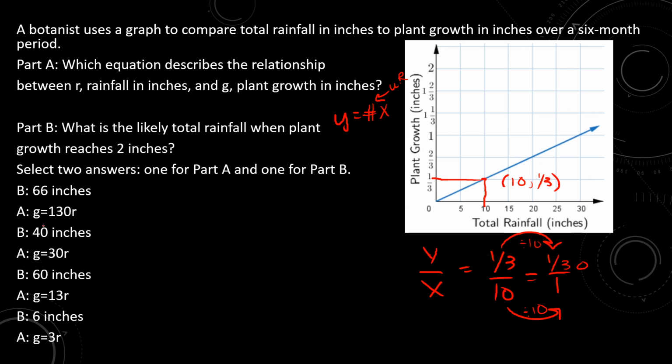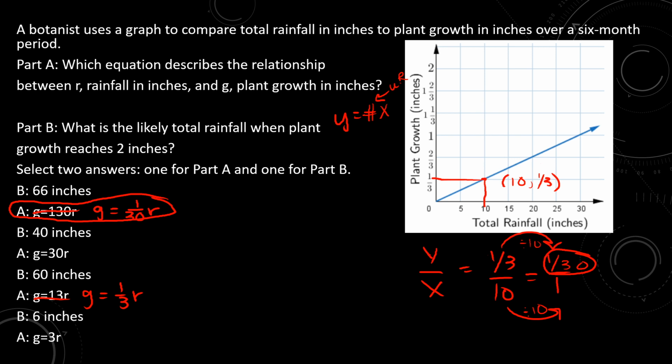And I realized that when I was writing these equations, I miswrote them. I forgot to change them into fractions. So this should actually say g equals 1 over 30 r. This should say g equals 1/3 r. So not those two, I apologize. However, I know that my unit rate is going to be 1 over 30, and when I look at all of my equations, this is the only one that has 1 over 30, right? Remember, your equation has to have your unit rate in it. So that means that this equation here is going to be correct.